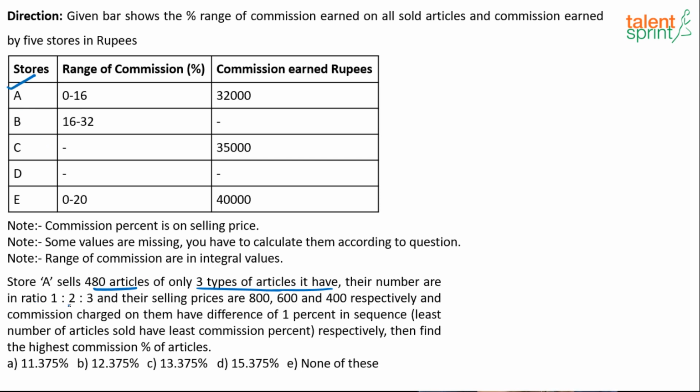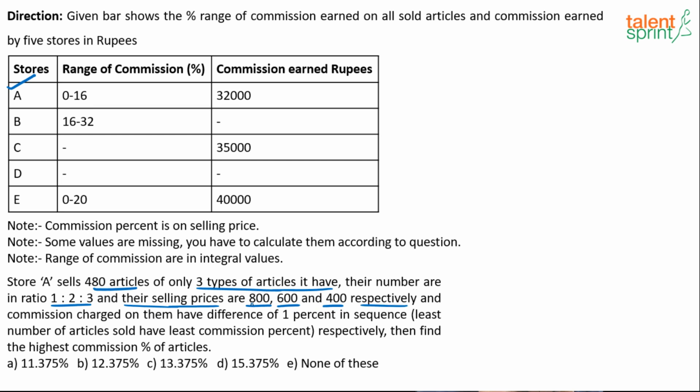And their numbers are in the ratio 1:2:3. Meaning these 480 articles have been sold in the ratio of 1:2:3, where 1, 2, 3 refer to the 3 different types of articles that they have. And the selling prices of these articles are 800, 600 and 400 respectively.